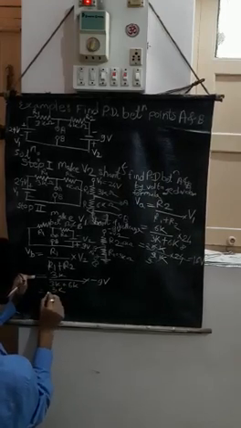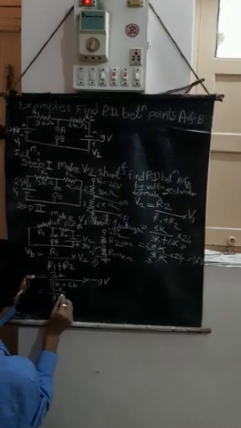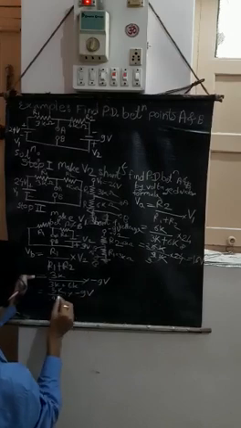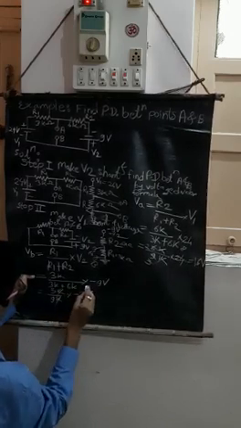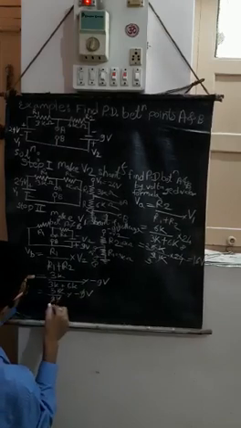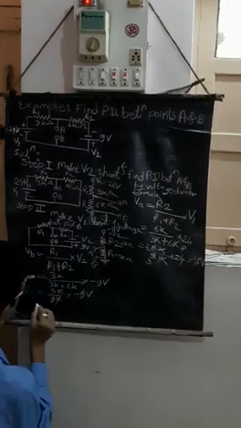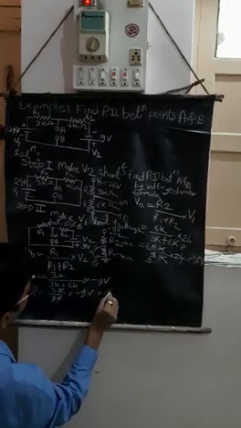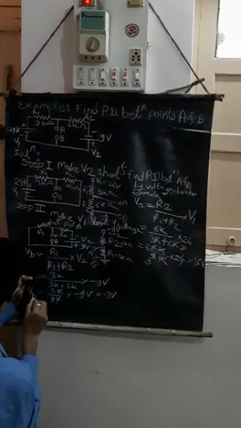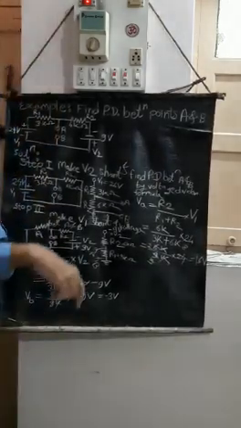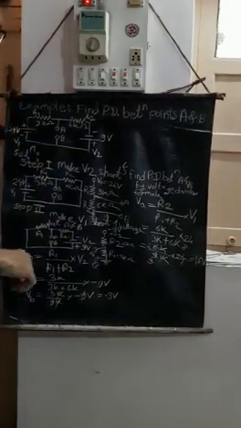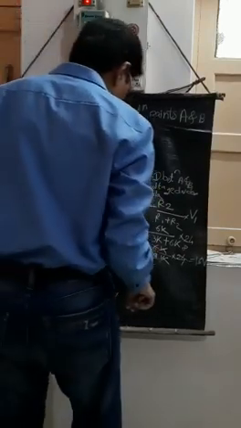So what do we get? 3k divided by 9k into minus 9 volt. K gets cancelled, 9 gets cancelled, so we get minus 3 volt. VB is minus 3 volt. Now apply the superposition theorem on this circuit.